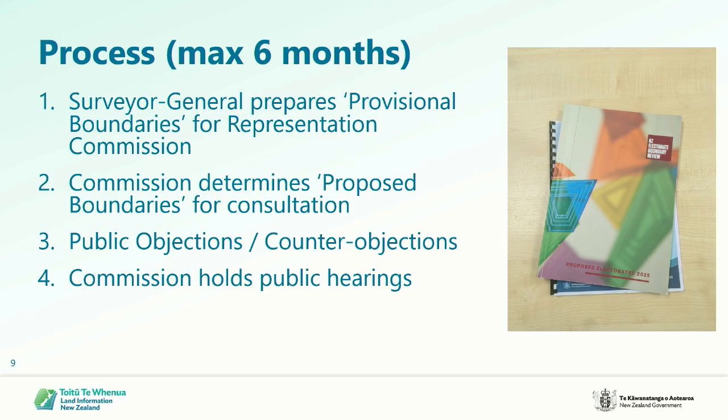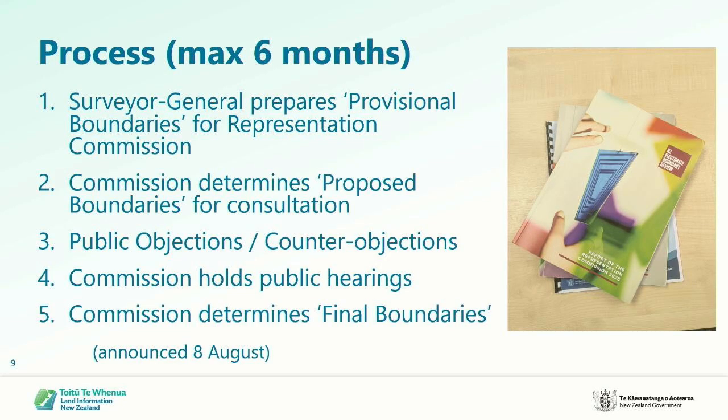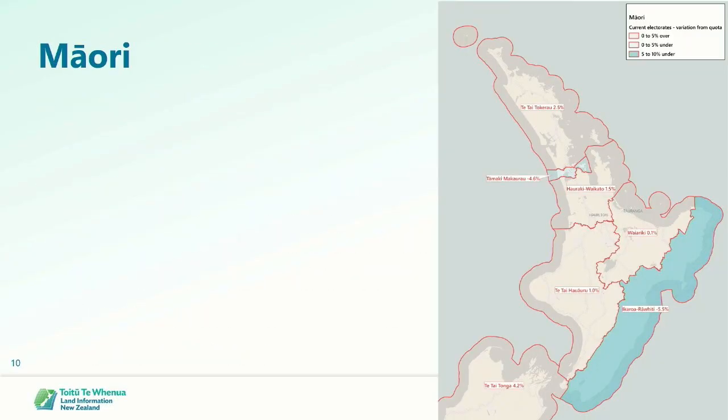And public hearings, so people came along, had QGIS up on the screen, and people would come along and tell them why the boundary shouldn't be where we put it. And then at the start of August, the final report was published and presented to the Governor-General. So that's the process. So what was the outcome?